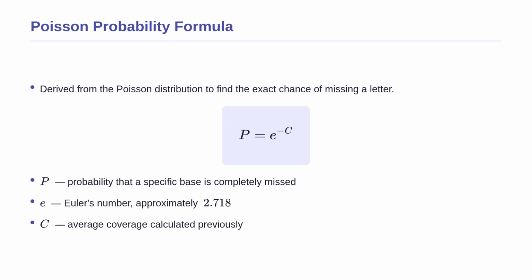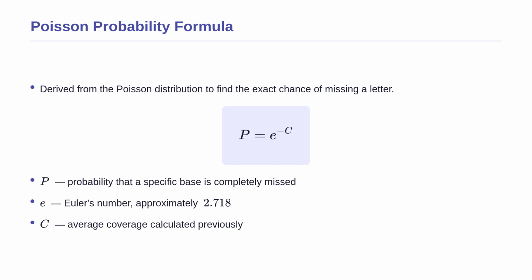To understand our blind spots, we use a special probability formula derived from the Poisson distribution. This formula calculates the exact chance of missing a letter. The equation is P equals e to the power of -C. Here, P represents the probability that any specific base in the genome is completely missed, meaning it has 0 coverage. The symbol e is Euler's number, a mathematical constant approximately equal to 2.718, which is heavily used in probability. Finally, C is the average coverage we calculated using the Lander-Waterman equation.